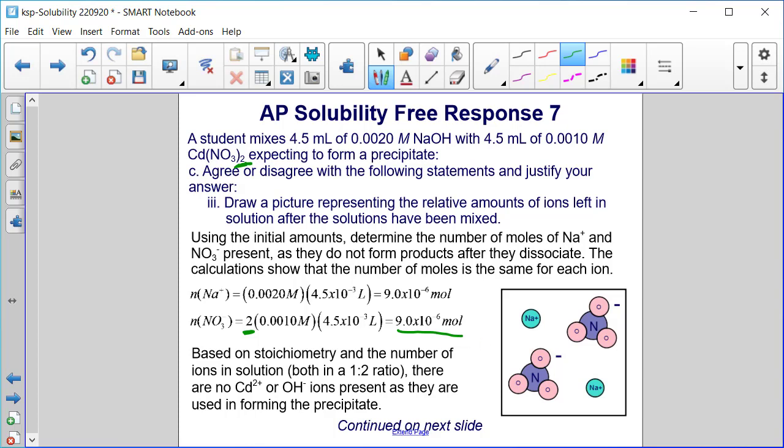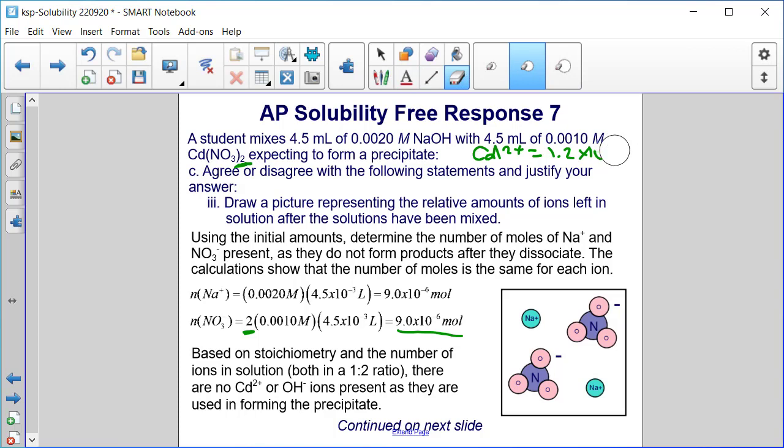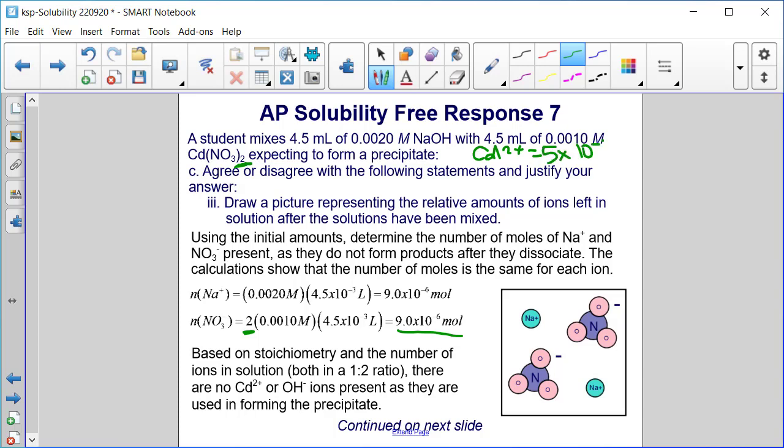So let me show you what I mean by that. We had calculated the cadmium concentration to be 5.0 times 10 to the minus 4. I was looking at the wrong one. And the hydroxide ion concentration to be 1 times 10 to the minus 3. Okay.